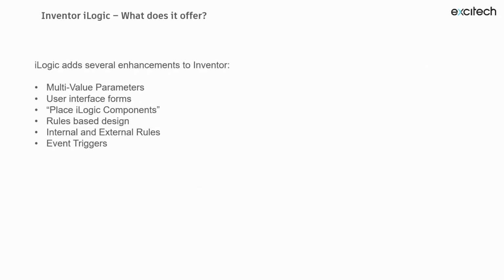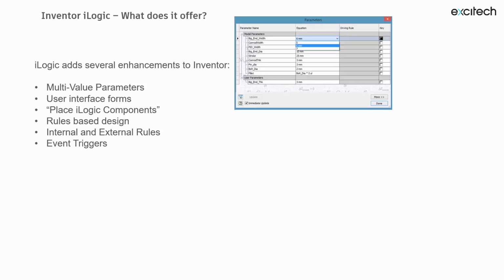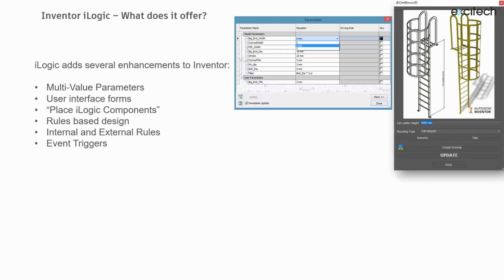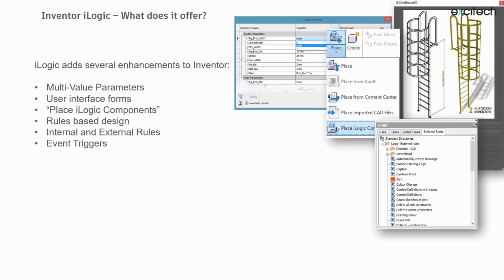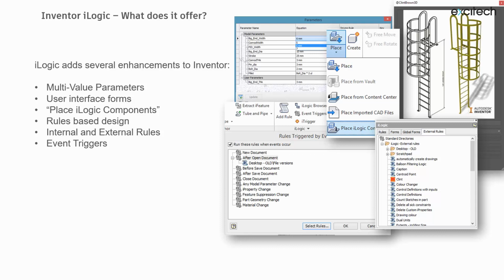Okay, let's have a look at what we can do with iLogic straight out of the box. First off, we get multi-value parameters. You've probably seen these in Inventor, and this came directly from that acquisition. We can create user forms, we can place iLogic components, we can create internal and external rules, we can create event triggers as well. We're going to cover each of these in a little bit more detail as we get into the webinar.